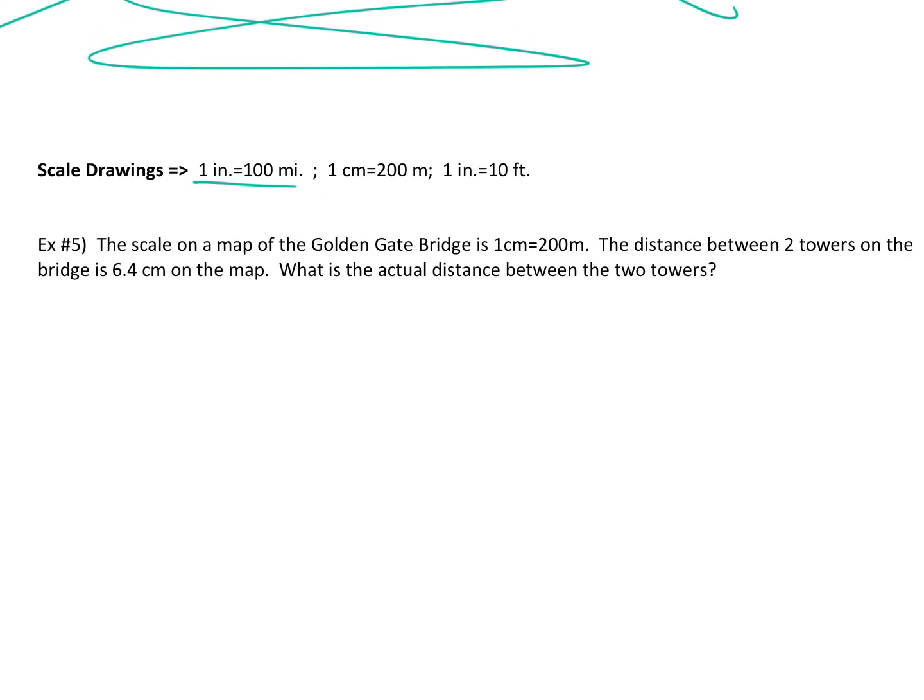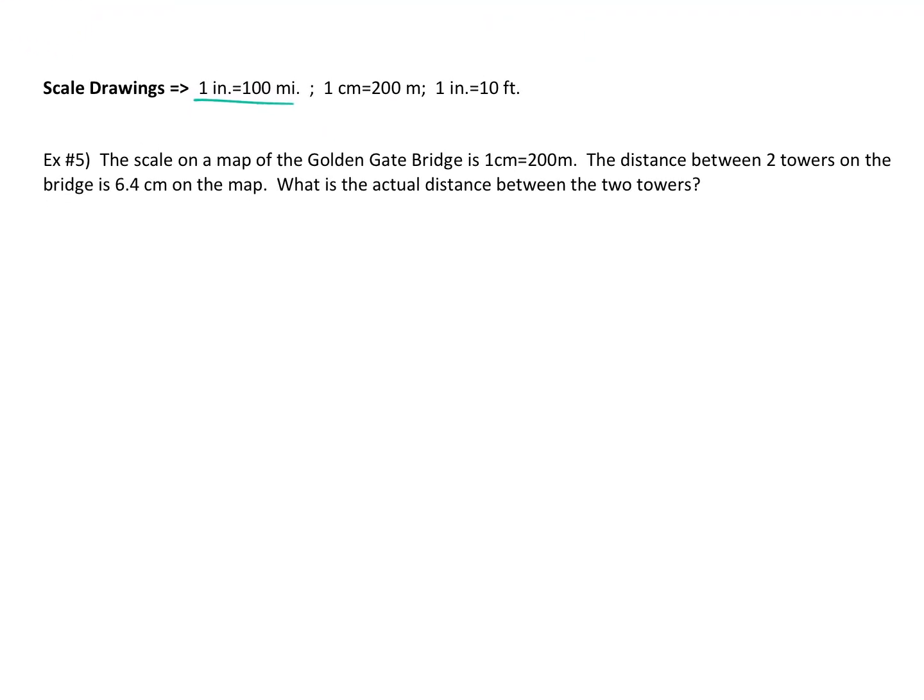So here's what they say here. The scale on a map of the Golden Gate Bridge. Have any of you been to the Golden Gate Bridge? It's pretty spectacular. I grew up in Northern California, so I got to do San Francisco a lot. It was fun. 1 centimeter represents 200 meters for their scale version of it, okay?